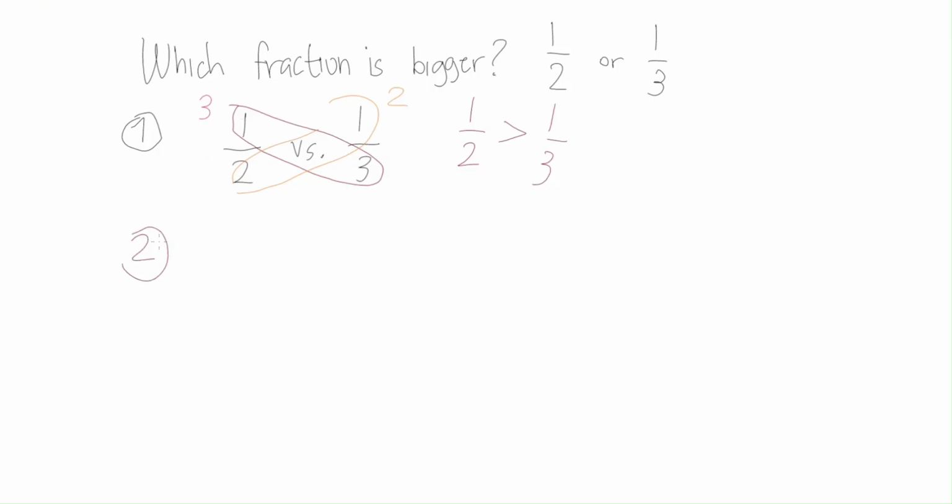Okay, now the second option is to turn these fractions into decimals, if you want to make your life harder. So we know that 1/2 is 0.5, and we know that 1/3 is 0.3333333 and so on. We will be comparing these two decimals.